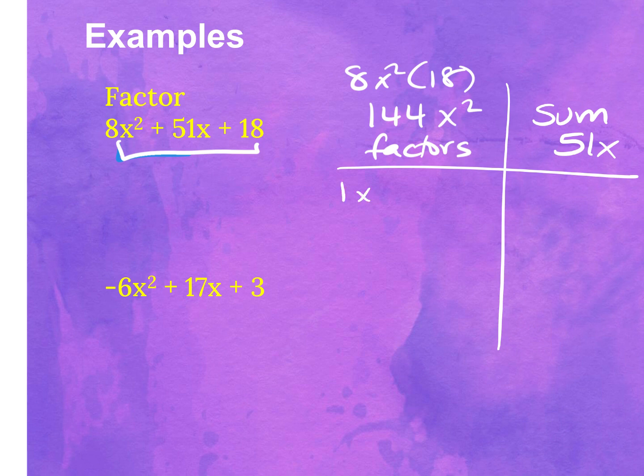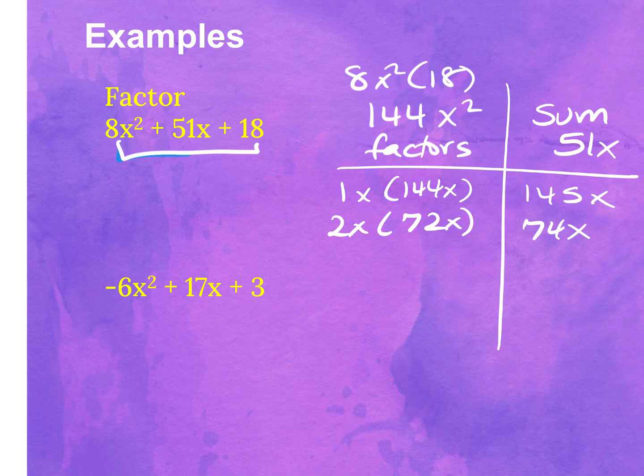So 1x times 144x will give me the 144x squared. But when I add it, it's 145x. Not what I need. Let's try 2. 2 times 72 will give me the 144 I need. When I add them, it's 74. Still not 51. Now, when I do 3x times 48x, you get the 51 that you need.